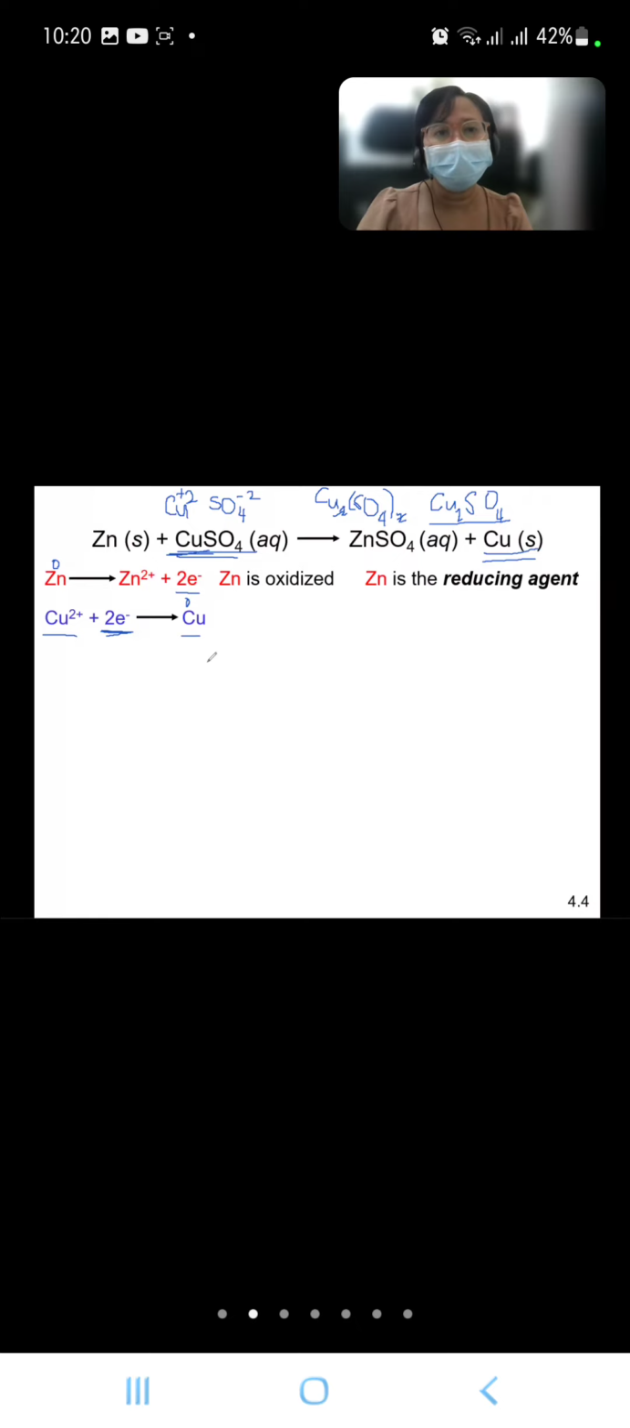So when it reaches the product, it becomes 0. Okay? So copper gains electrons. How many electrons? 2 electrons. So from the acronym GEROA, gaining of electron undergoes reduction. Okay? And it is also our oxidizing agent. Do you understand?